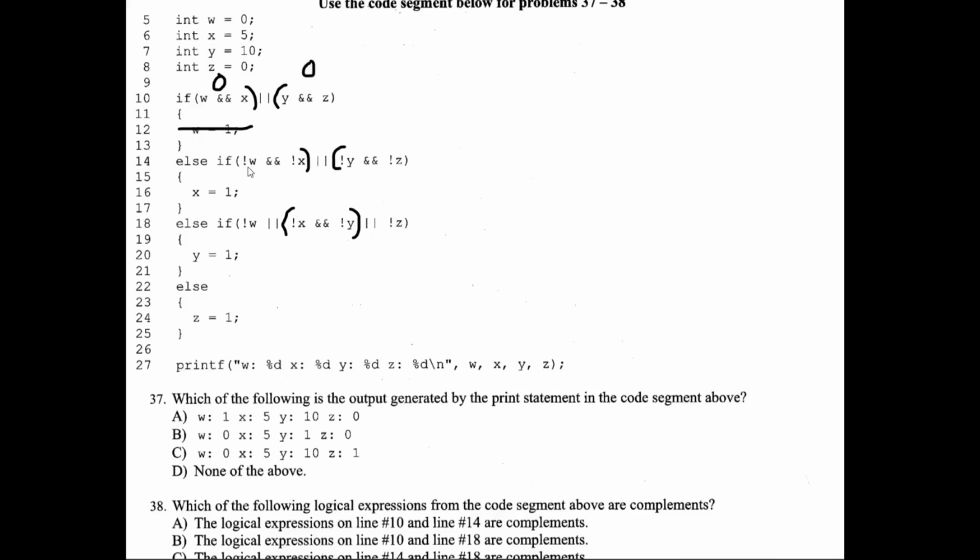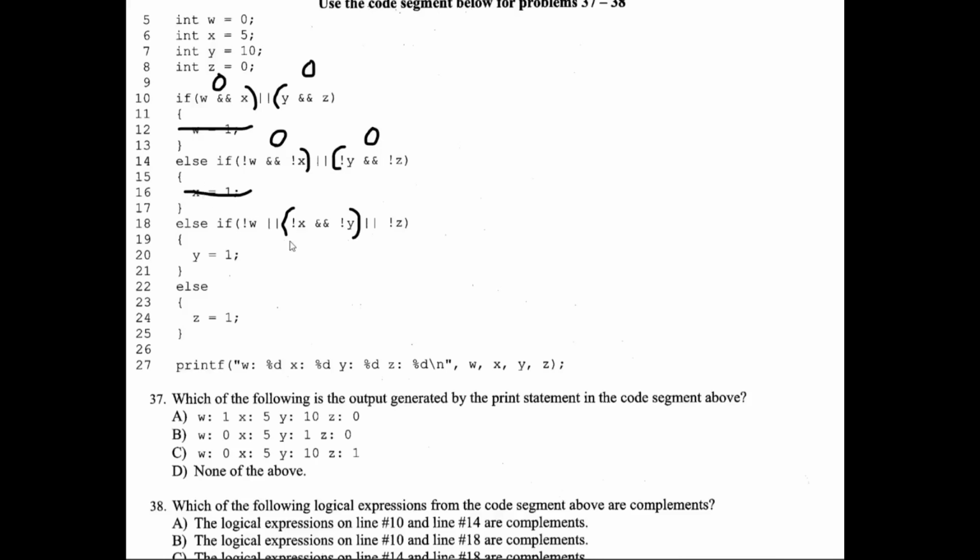Then it goes if not W, so 1, and not X, which is 0, so this is going to evaluate to 1 and 0, which is 0. And then this is not Y, which is 0, and not Z, which is 1, so this is going to evaluate to 0 and 1, which is 0. And 0 or 0 is still 0, so this isn't run.